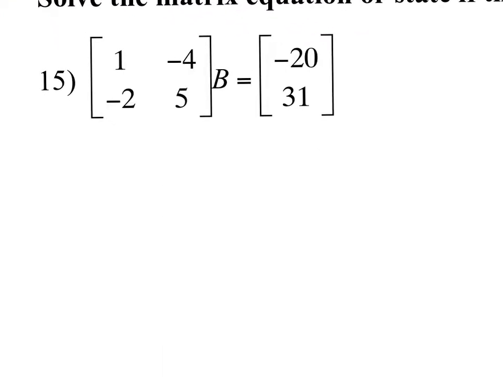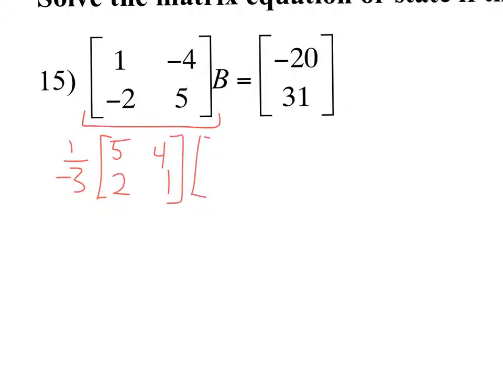For number 15, now we've got to use an inverse to solve this equation. So we're going to multiply both sides of our equation on the left by the inverse of this matrix. Just to kind of see what's going on here, we've got a determinant of 5 minus 8 is negative 3, so it'll be 1 over negative 3 out front. 5, 1 get flipped, 2, 4. I'm going to just cover my bases and rewrite this.